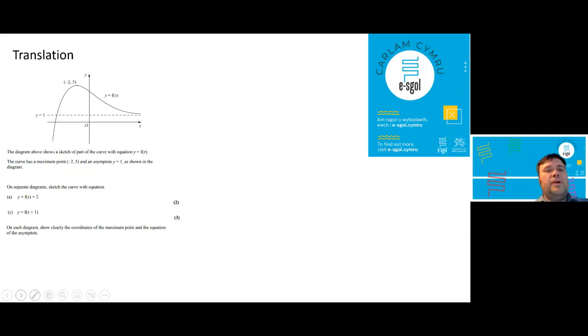So here we have a sketch of a graph. We don't know what the graph is. It's just y equals f of x. The diagram above shows the curve with the equation y equals f of x. The curve has a maximum point of minus 2, 5 and has an asymptote at y equals 1, as shown in the diagram above. So the first part, on separate graphs, sketch the curve with equations y equals f of x plus 2. So for part A, y equals f of x plus 2.